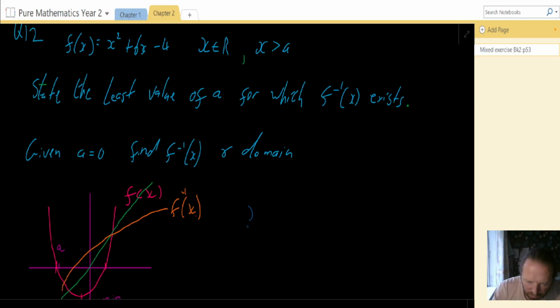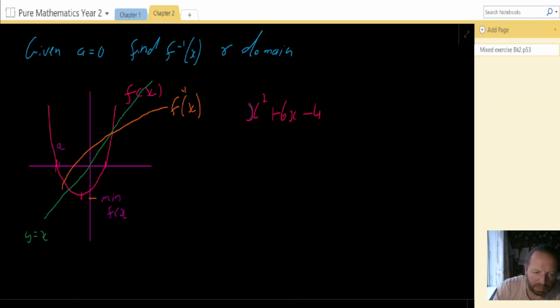So starting here with f of x, x squared plus 6x minus 4. Complete the square on that one. We will get x plus 3 squared, 3 being half of the 6 there. 3 times 3 is 9, so we need to do a minus 9, minus 4. So we get x plus 3 squared minus 13. So this gives us minus 13.